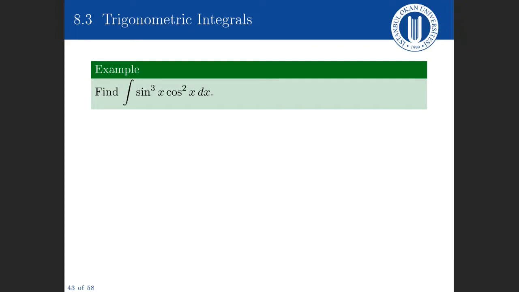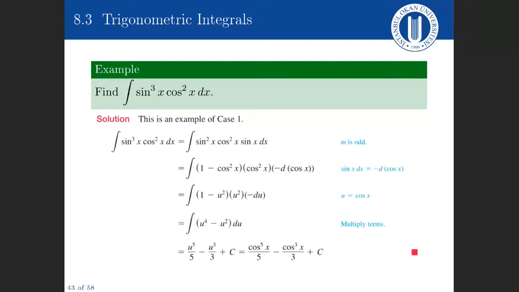For example, find the integral of sine cubed x cos squared x dx. We're going to be using this 3. 3 is our odd number. This is the one we want. Instead of thinking about sine cubed, we're going to think about sine squared, and then another sine x. The first sine squared we replace by 1 minus cos squared.